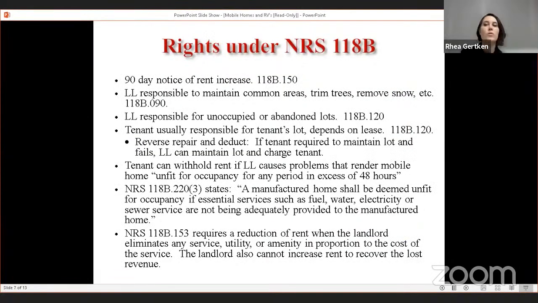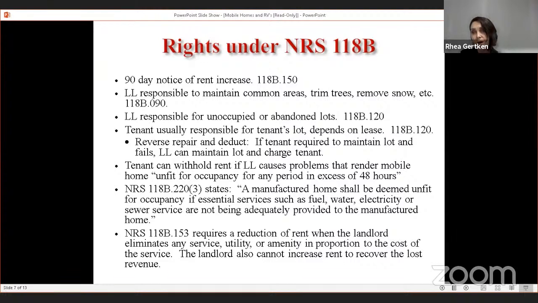But as a mobile home park tenant, you do have rights defined in Chapter 118B. Some of those rights are you're entitled to 90-day notice of a rent increase. The landlord is responsible to maintain the common areas, including snow removal. Obviously not a big deal in Southern Nevada, a bigger deal in Northern Nevada. Also care of the trees and other things in the common areas. Of course, the tenant is responsible to maintain their lot. But the landlord is responsible for maintaining the roads and the common areas of the park.